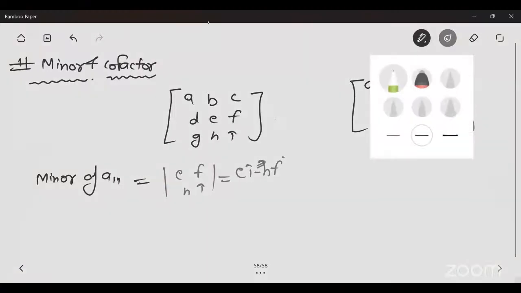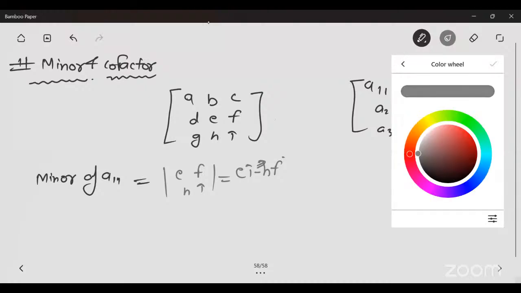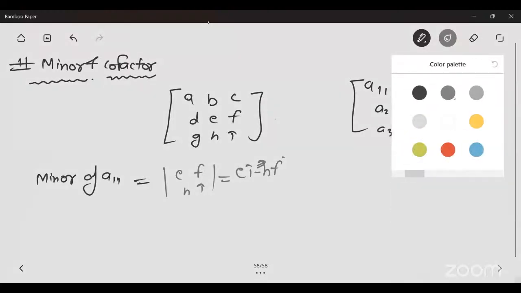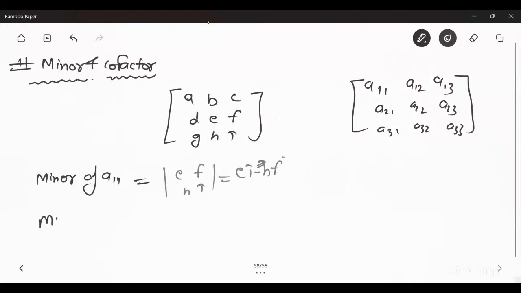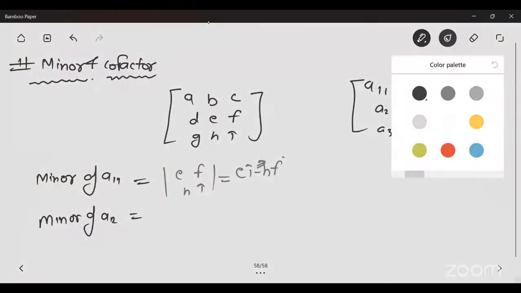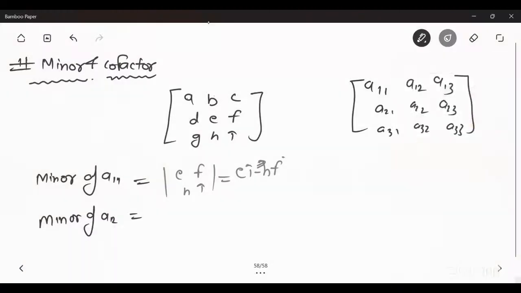Now the second one, the minor of A12. A12 means first row and second column. You have to skip the first row and second column. So you will get the determinant of D, F, G, I. On solving, you will get DI minus GF.